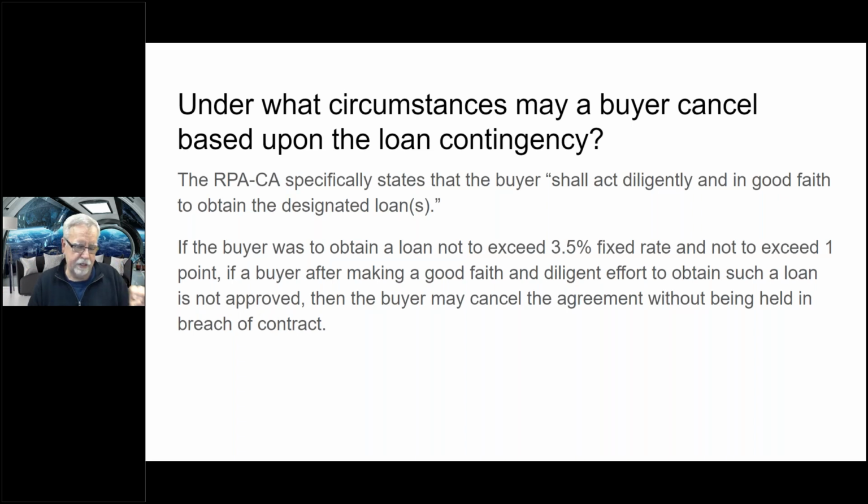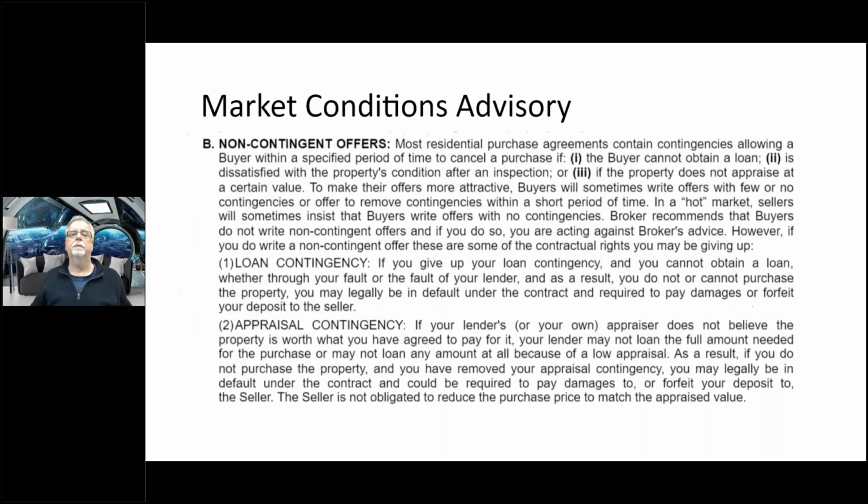But let's say the agent who writes the offer doesn't put anything in that paragraph about the interest rate. It just says loan. What that could mean, and again, lawyers would get involved if you fought this too hard, is that if the buyer can qualify for a loan at any interest rate, then they can't cancel based on the loan contingency. If you want to cap the interest rate that the buyer is going to shoot for, you've got to put that in that paragraph on the first page of the residential purchase agreement.